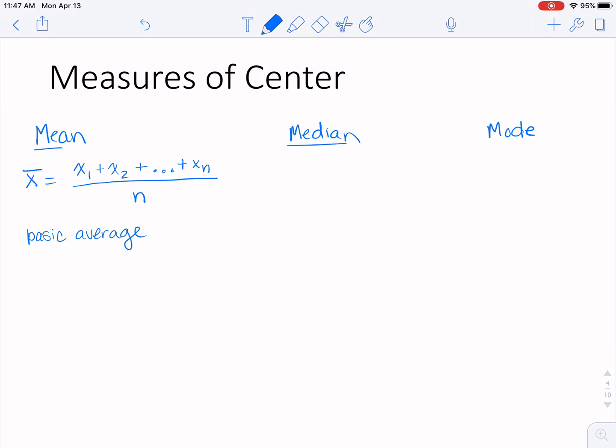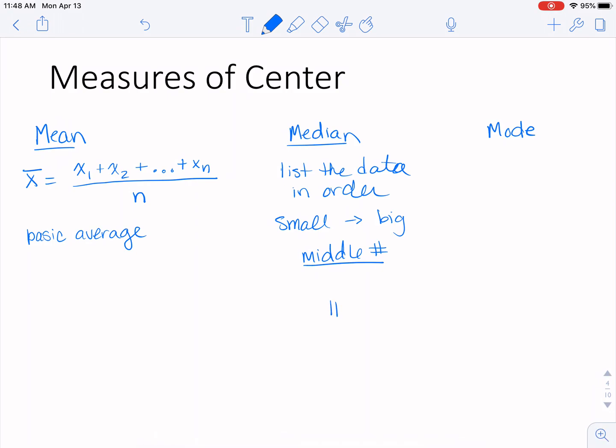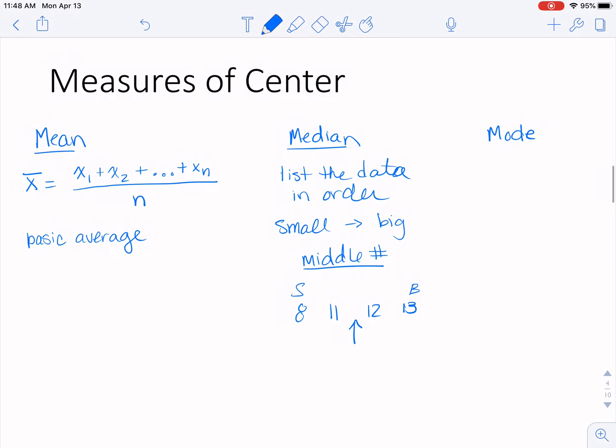Okay, median means you list the data in order from small to big, and you find literally the middle number. Now, let's say the middle number is between 11 and 12. Let's just say we've got data that looks like this. Smallest is 8, biggest is 13, middle would be right here. So we need to be halfway in between 11 and 12. So I would take 11 plus 12 and divide it by 2, and the middle would be 11.5. That would be your median. Now, if there is a number in between there, you just circle that middle number. Mode is your most repeated data value.